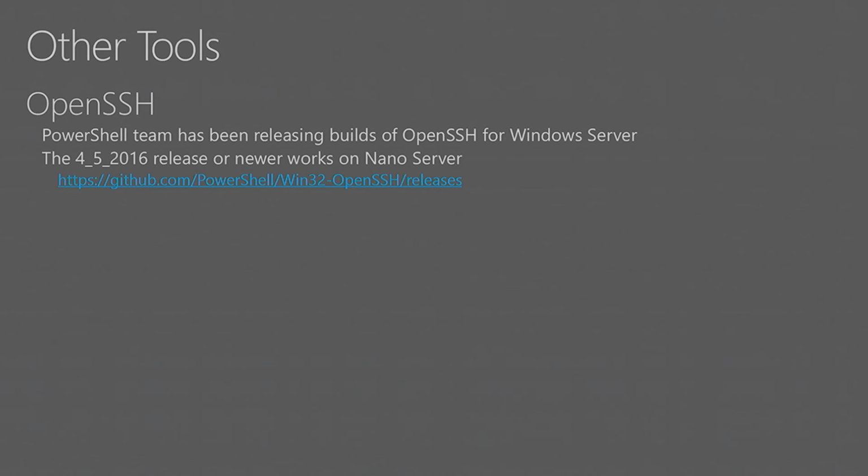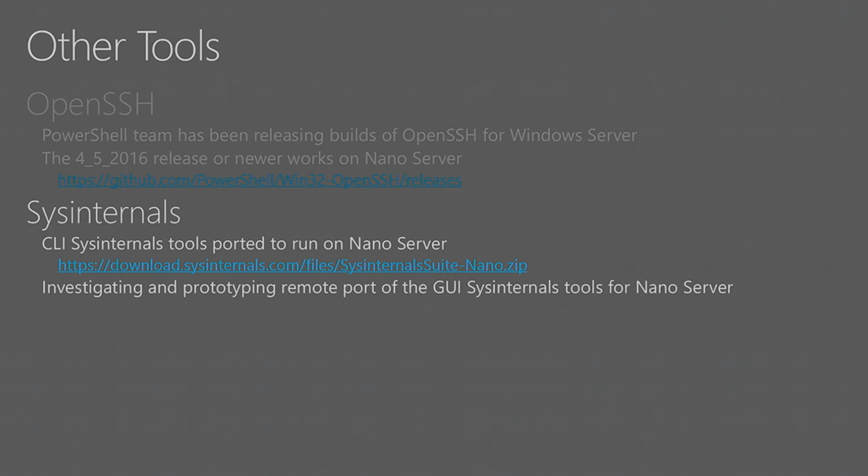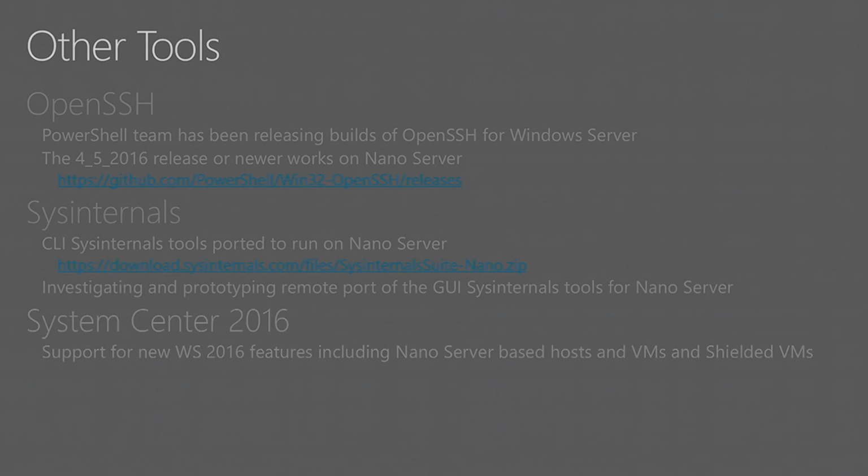Some other tools that we've been working on: the PowerShell team has been working on OpenSSH. There is a downloadable version you can install on Server with a desktop, Server Core, and from the April release on, it works on NanoServer as well. So you can use OpenSSH to remote into your machines instead of using WinRM. On the NanoServer side, a bunch of the Sysinternals command line tools have been ported over and run on NanoServer. There's a download for the Sysinternals command lines for NanoServer, so you can use those for your troubleshooting and remote management as well.